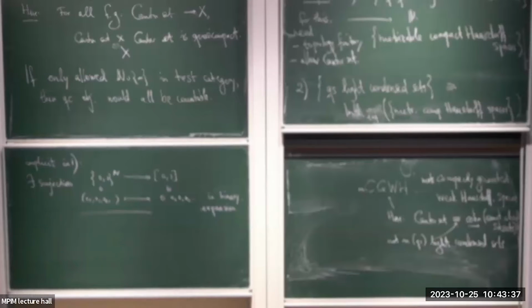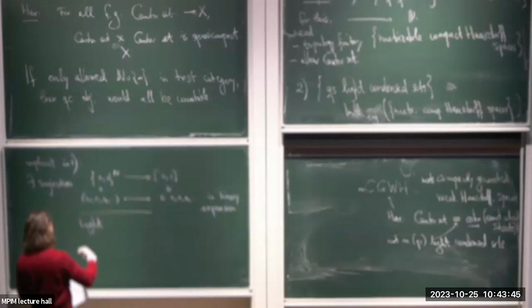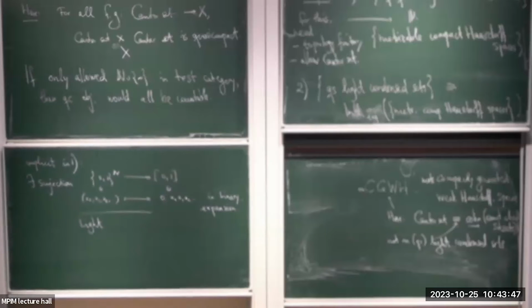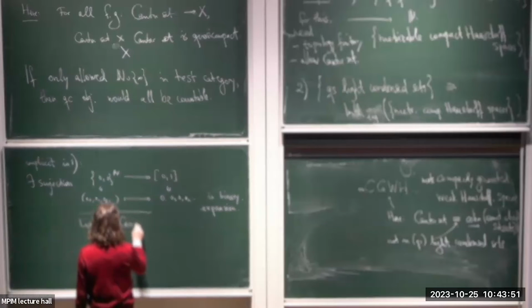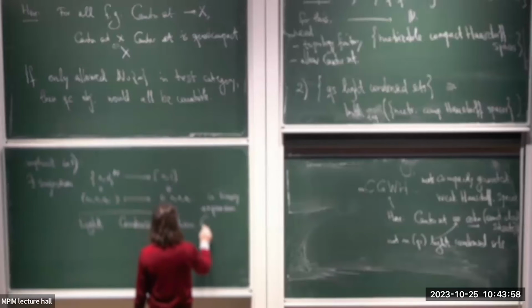Okay. So, but I mean, we're mainly interested in this formalism of light condensed sets as a framework for doing some kind of algebra where all the objects have something like a topology. So, to get this started, let's talk about light condensed abelian groups. I already started this last time, but just very briefly.